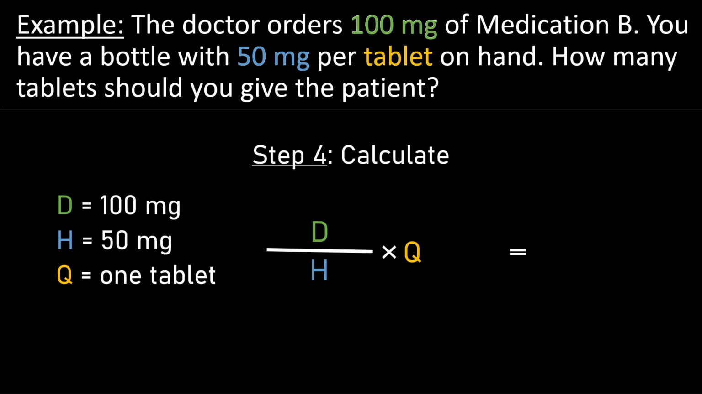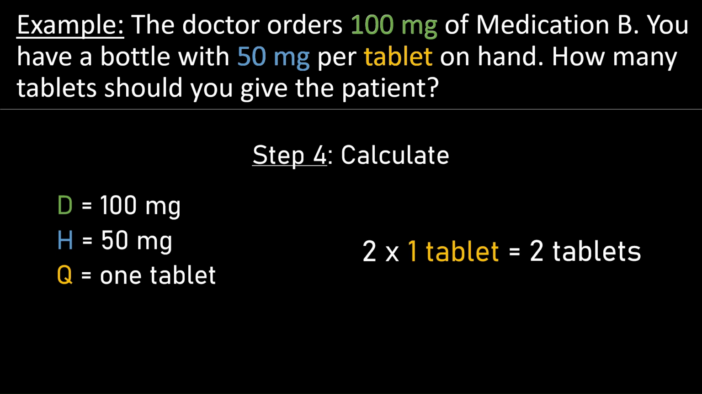First, we substitute our variables. D is 100 milligrams, H is 50 milligrams, and Q is 1 tablet. Because we have milligrams in the numerator and denominator here, we can cancel the unit. We are left with 100 over 50, which we can reduce to 2 times 1 tablet, which leaves us with 2 tablets per dose. That matches our estimate, so we can be confident that it is correct.